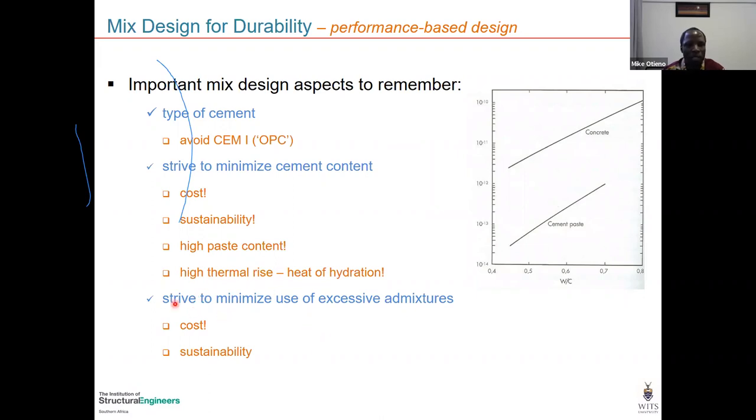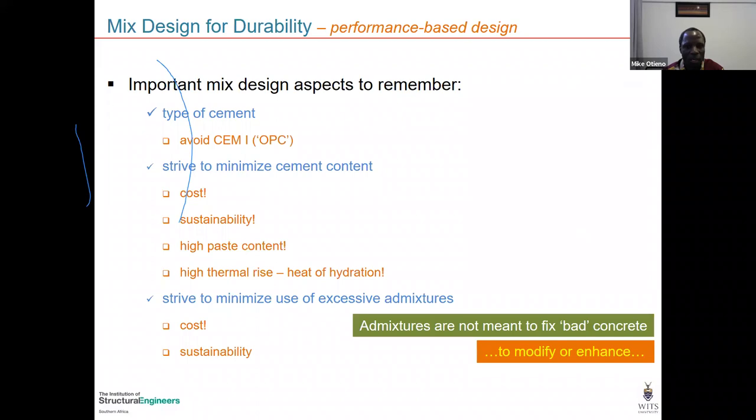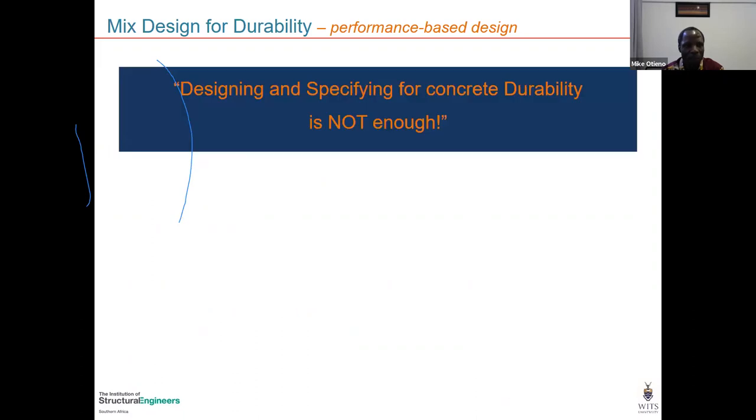And then we need to strive to minimize use of excessive admixture. What is important to note here is that admixtures are not meant to fix bad concrete. You cannot have a bad concrete and expect that admixtures will fix that. Admixtures are only meant to either modify or enhance either the fresh or hardened properties of your concrete. Now, having done all that, there is no assurance that you will still get good concrete. You still need to do much more than that.